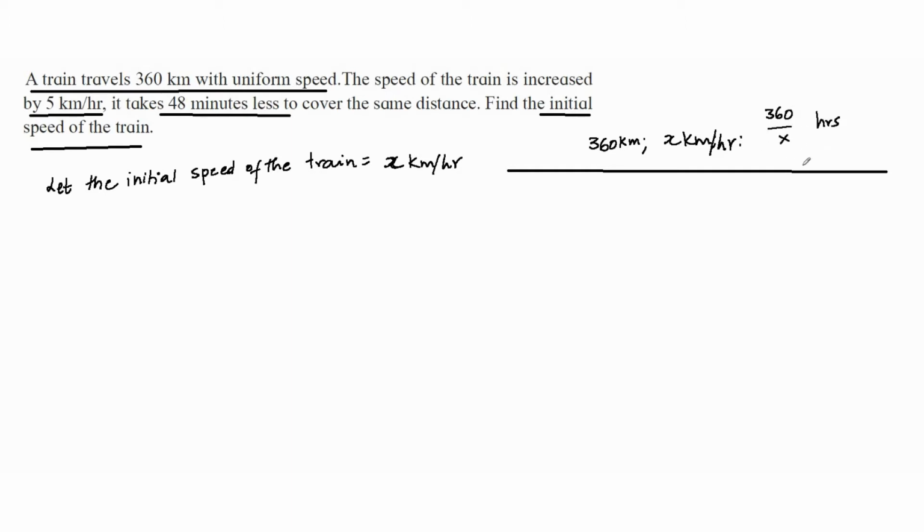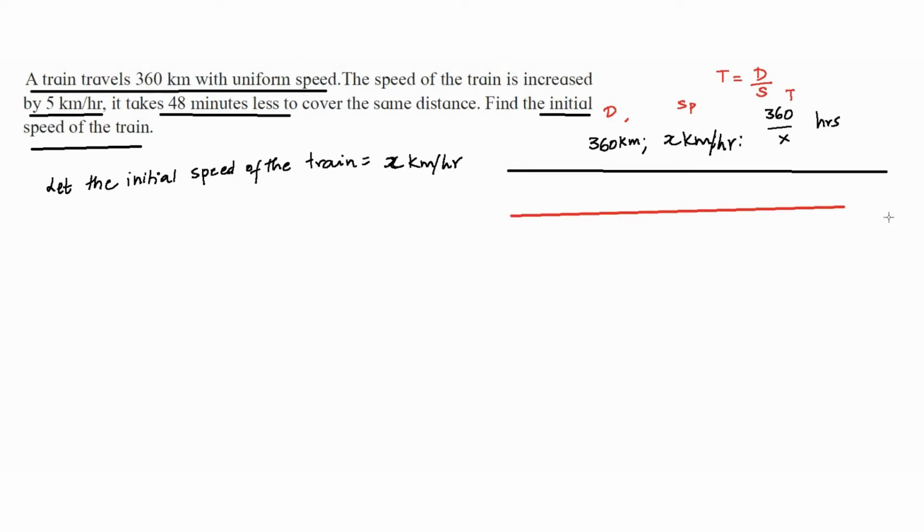This is the time that it will take to cover the distance, because I know that time is equal to distance upon speed. So distance is 360 and the speed is x, therefore the time taken is going to be 360 by x. So I have noted down the distance here, the speed here, and the time here. Now let's see what else they have given.